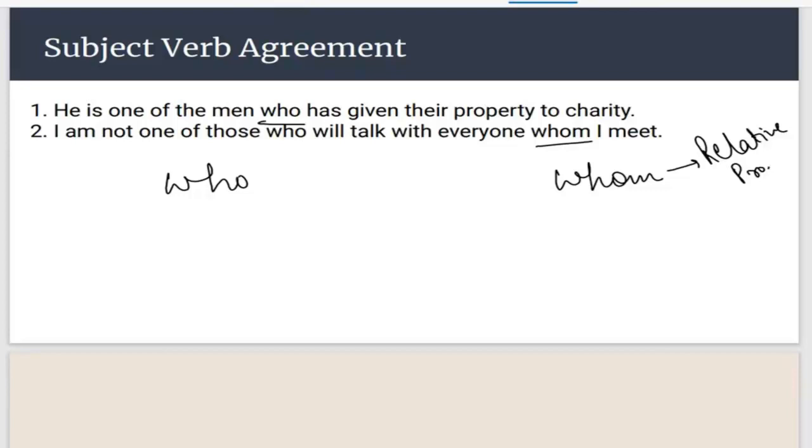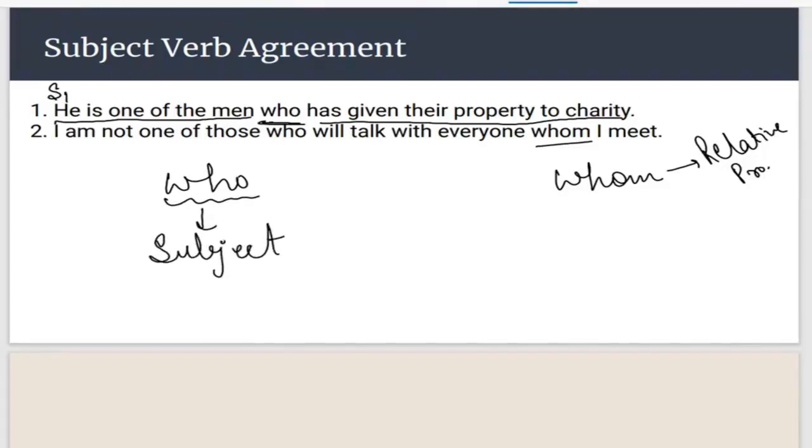Yes, this is clear. Now if you can see in sentence number 1, who has been used to join this part of the sentence and this part of the sentence. Now have a look. Here he is subject 1. Whenever who is used in a sentence, who behaves as the subject of the sentence. And whenever whom is used in a sentence, whom behaves as the object of the sentence. Who as subject, whom as object.